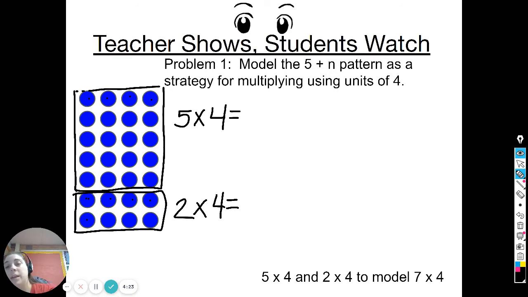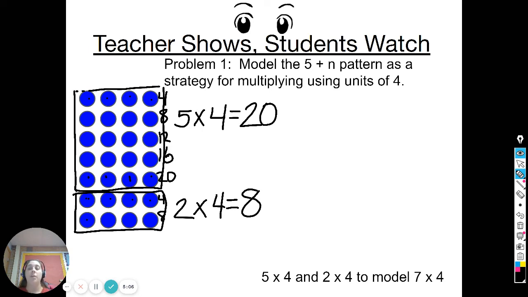And I'm just going to label it right here, really small. 4, 8, 12, 16. And remember, if you're still struggling to count by fours, you can go one at a time. So I can start at 16, 17, 18, 19, 20. Okay? Well, 5 rows of 4 equals 20. Now I have to count 2 rows of 4. So I'm going to start over. 4, 8. 2 rows of 4 equals 8.